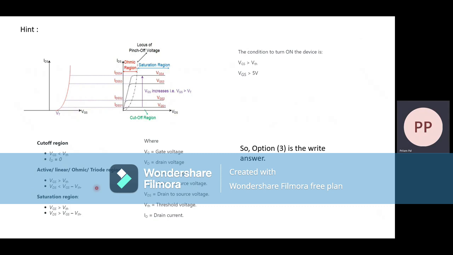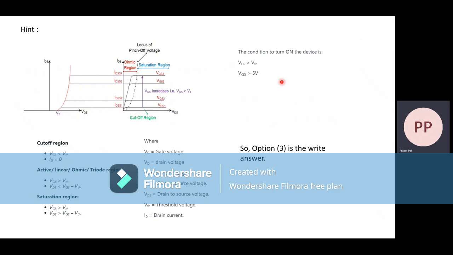Okay, then what is there for the active region? It has to be greater than the difference between VGS and V threshold. So now, as I mentioned, what do all the terms over here actually indicate? This is the gate voltage, this is the drain voltage, VS is the source voltage, VGS is the gate to source voltage, VDS is the drain to source voltage, and VTH is the threshold voltage. ID is the drain current. Basically, drain current means drain to source current. Okay, that's it. So it's pretty much clear now what the answer will be.